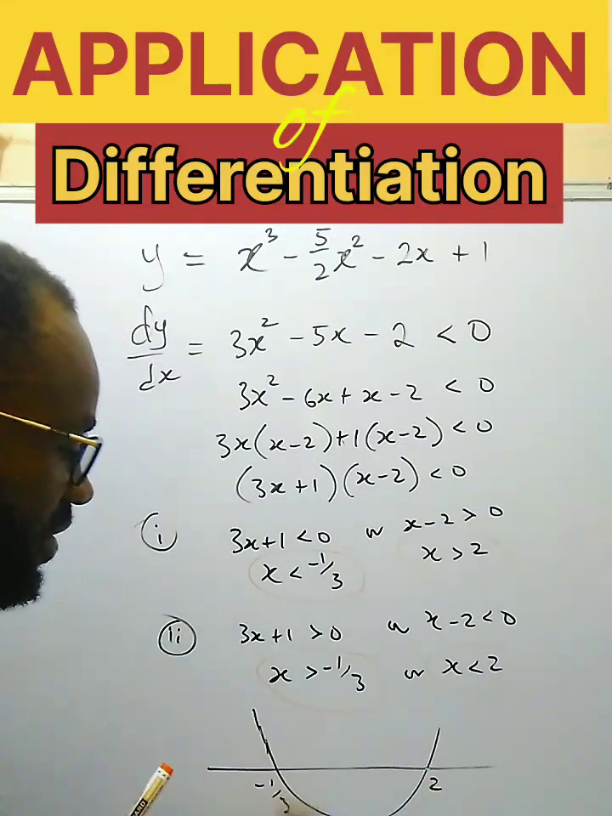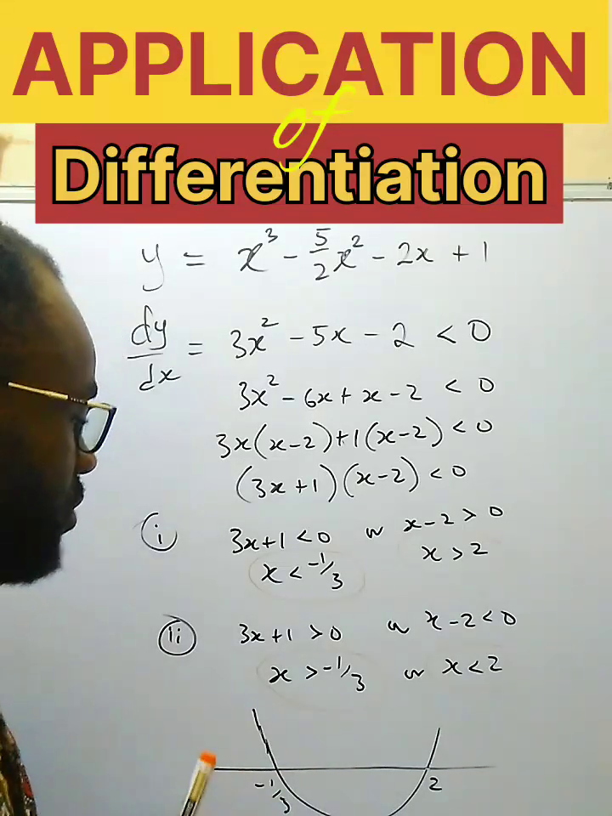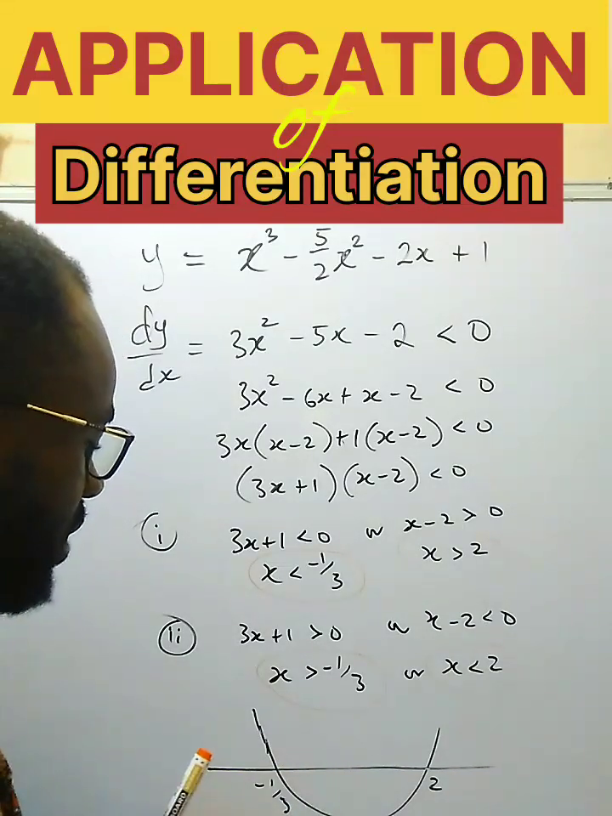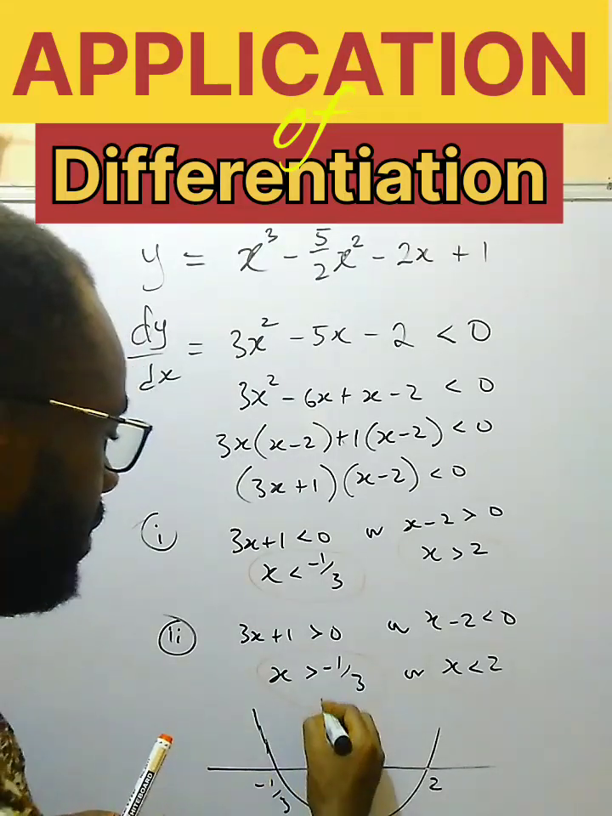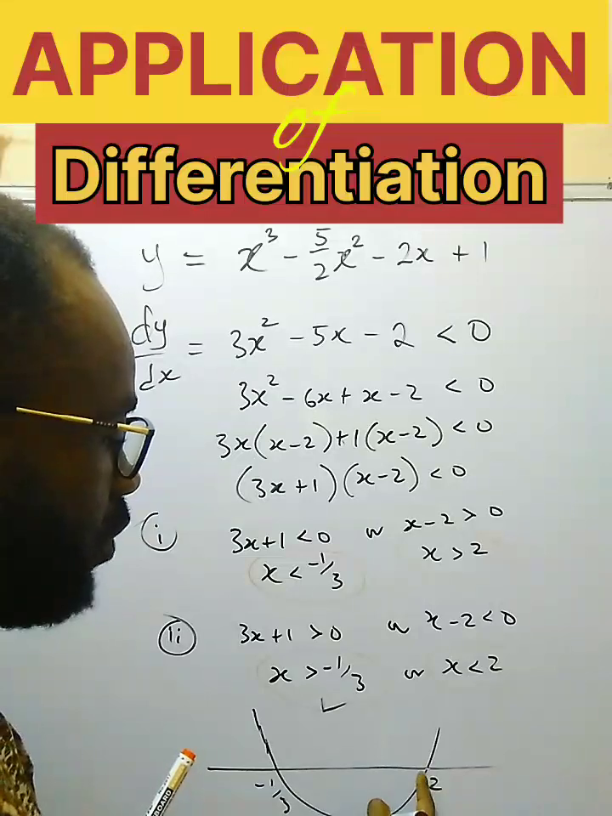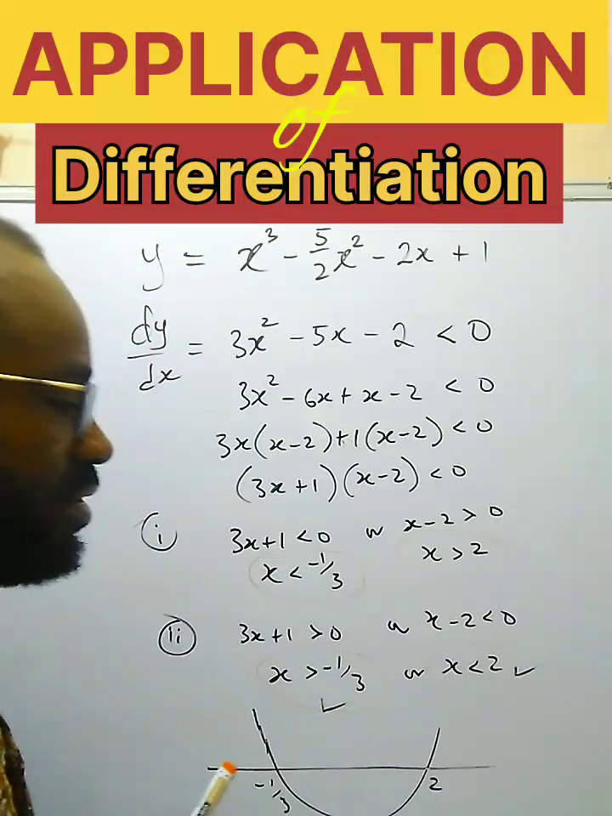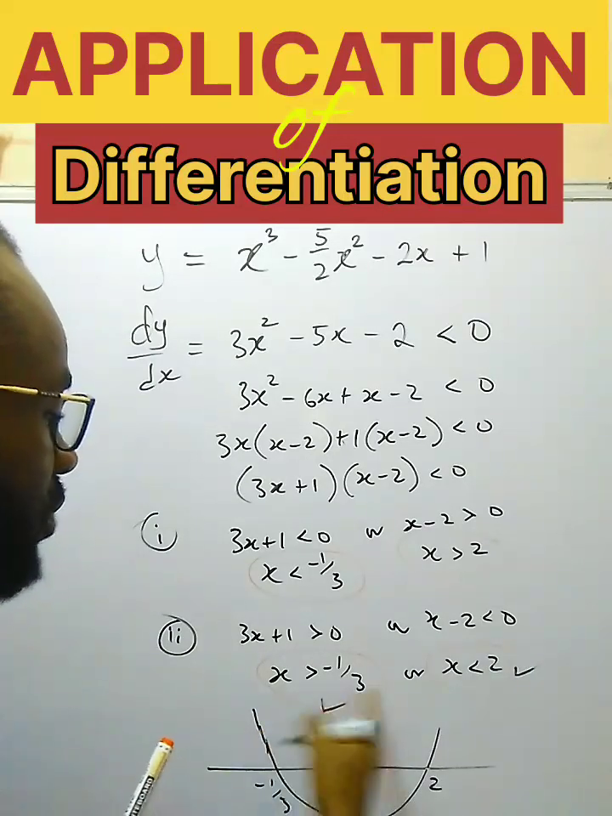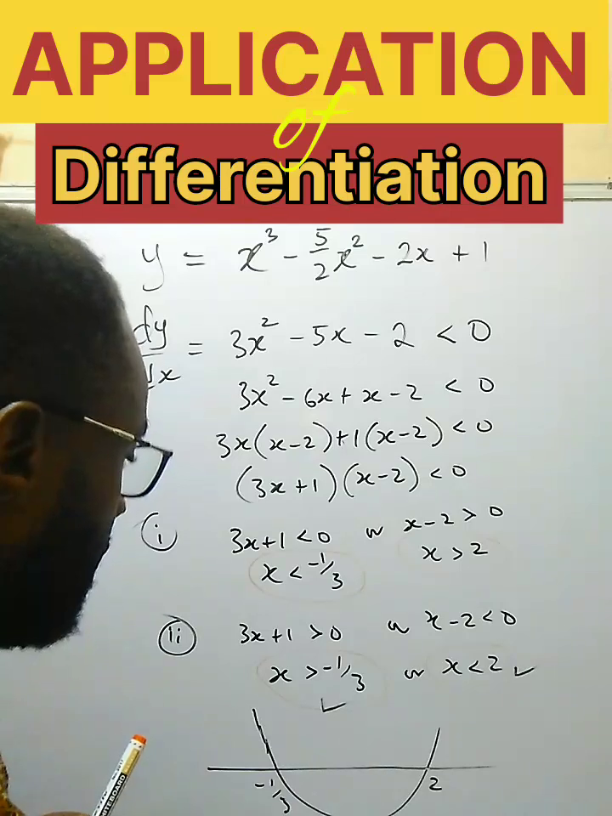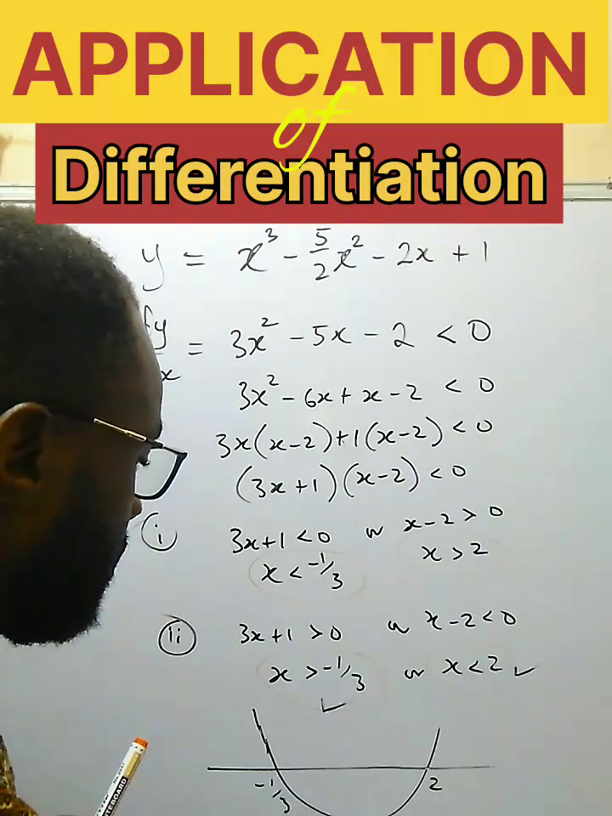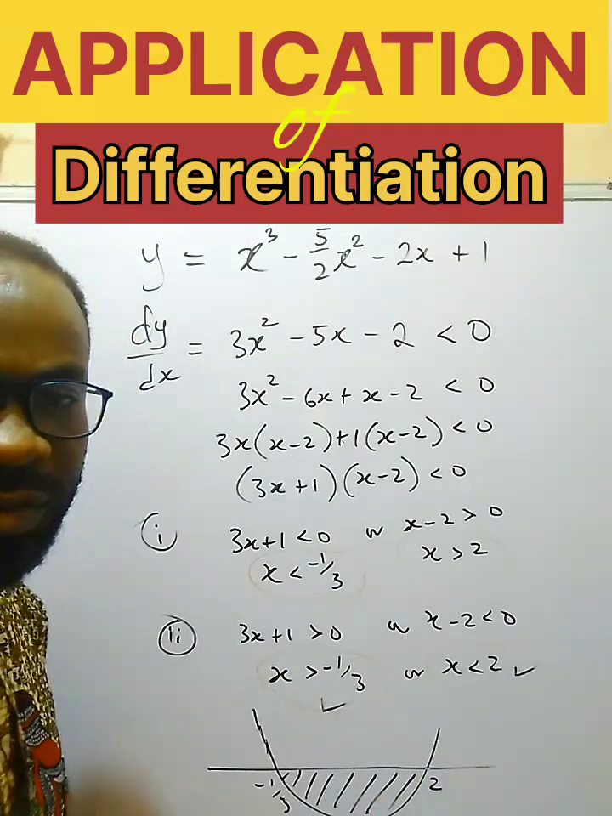This is where it is decreasing below the x-axis, okay? So our solution to this problem is where x is greater than minus 1 over 3 and where x is less than 2. So these two are the solution. We can actually put it this way: minus 1 over 3 is less than x is less than 2. And that is this whole region. This is the whole region representing that solution.